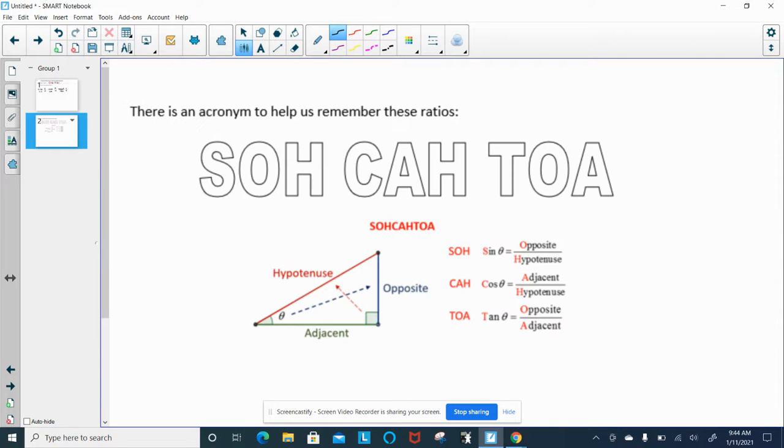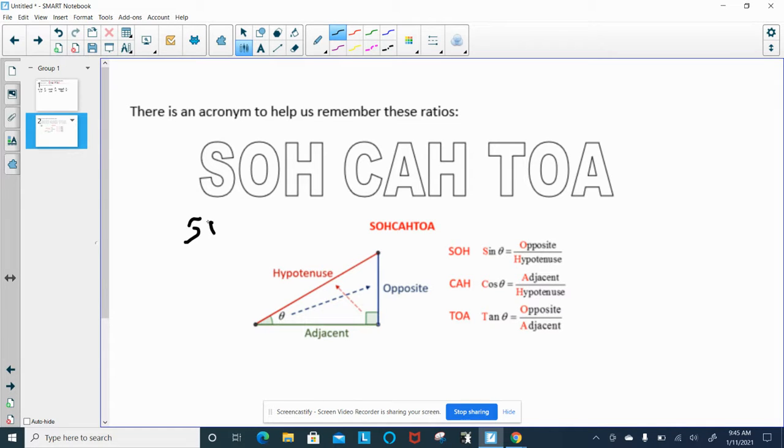Now, a good way to remember the ratios is with this silly made up word. And we say SOHCAHTOA. Now, this word is not in the dictionary. So if you look in your dictionary, you're not going to find it. This word is made up to help us remember that sine, the S, equals opposite over hypotenuse, SOH.